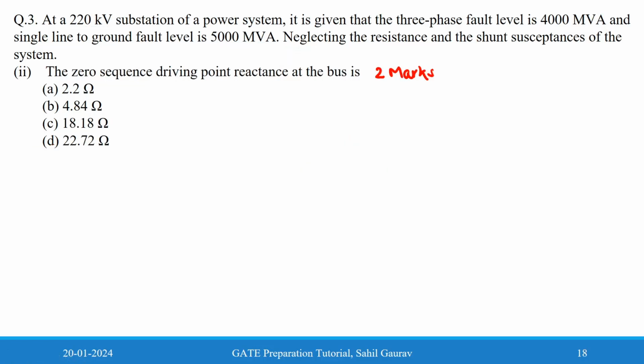And the next problem has the same data and is also of 2 marks. Here they are asking about zero sequence. We have found the positive sequence reactance, and this is not going to change for a certain power system. So x1 we have found as 12.1 ohm from the three phase fault analysis. Now the second thing given is the LG fault of 5000 MVA, but the negative sequence reactance is not given. So we can assume it is equal to the positive sequence, so we are assuming x2 is equal to x1.